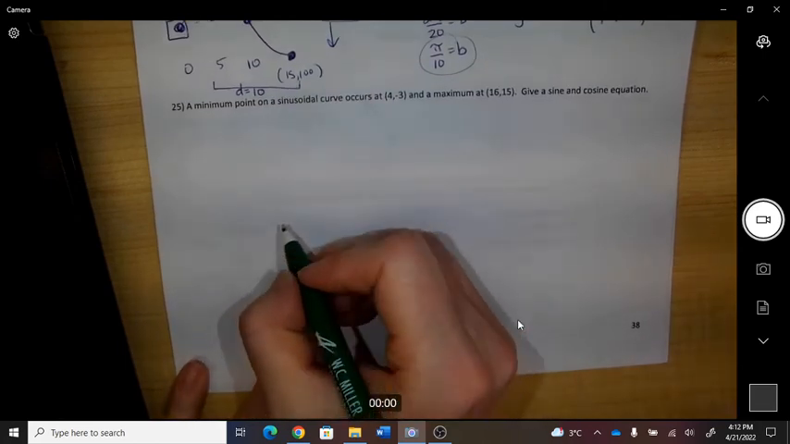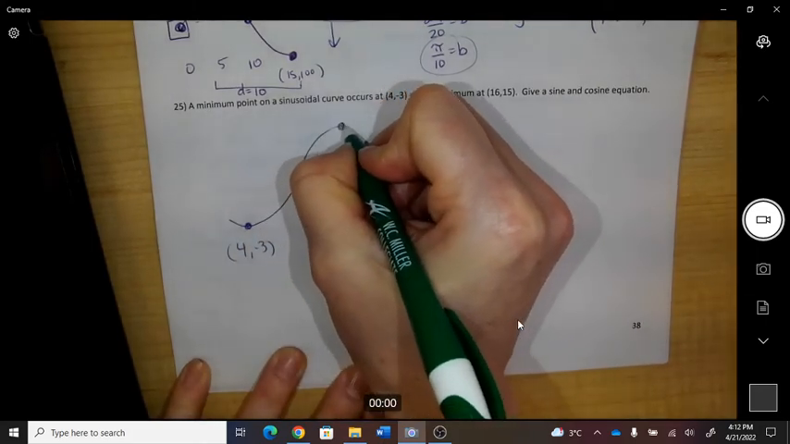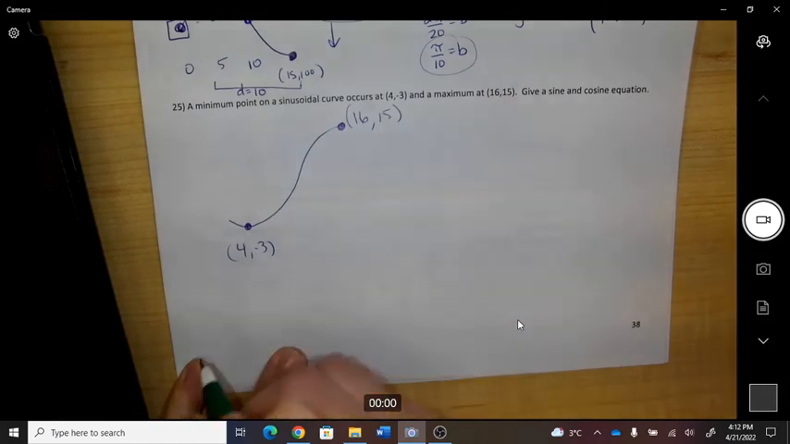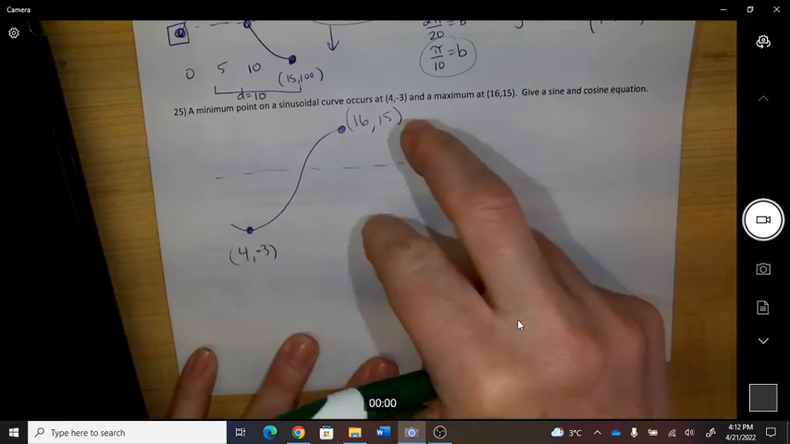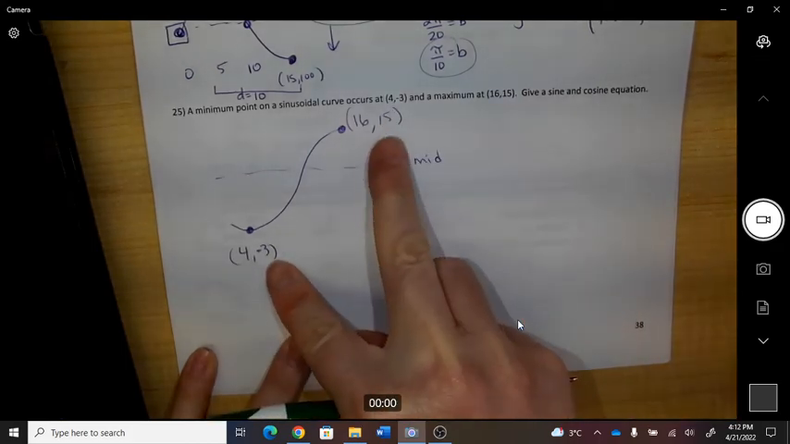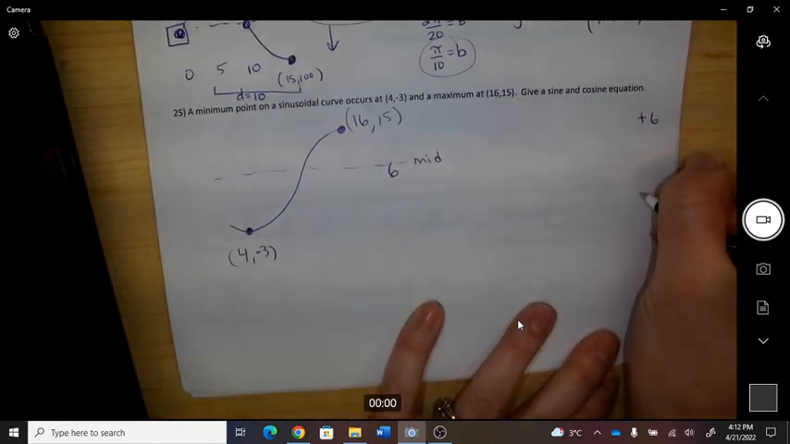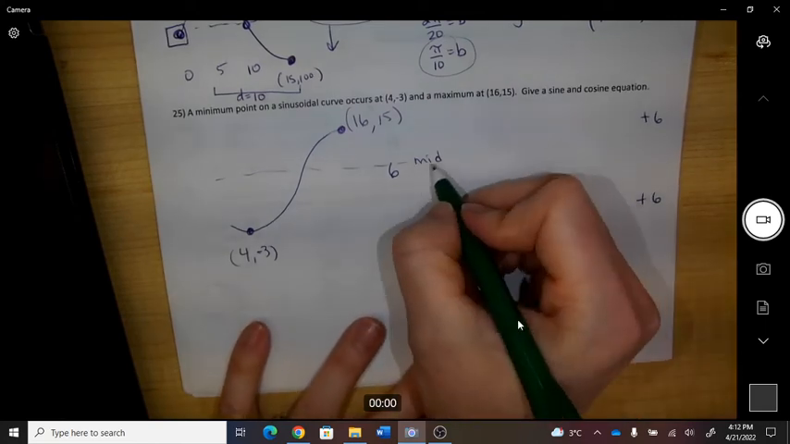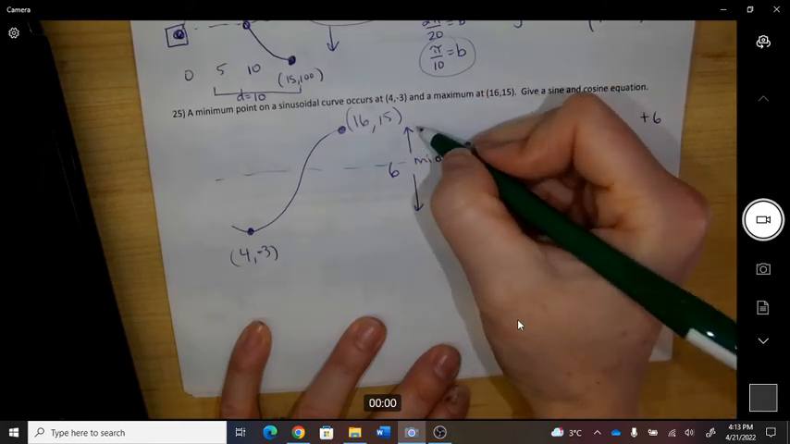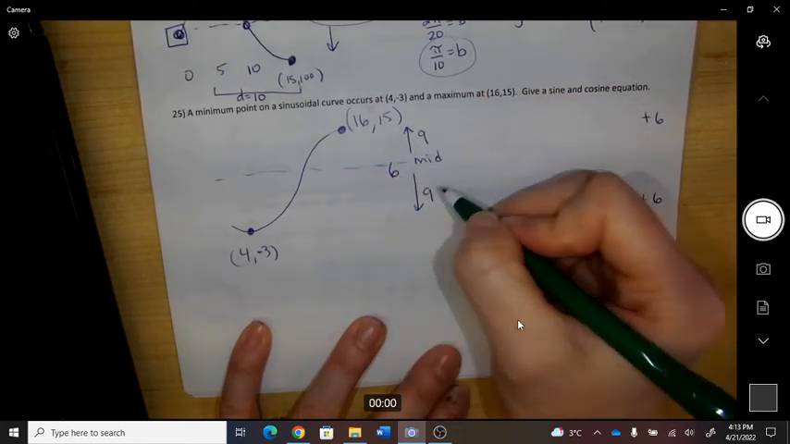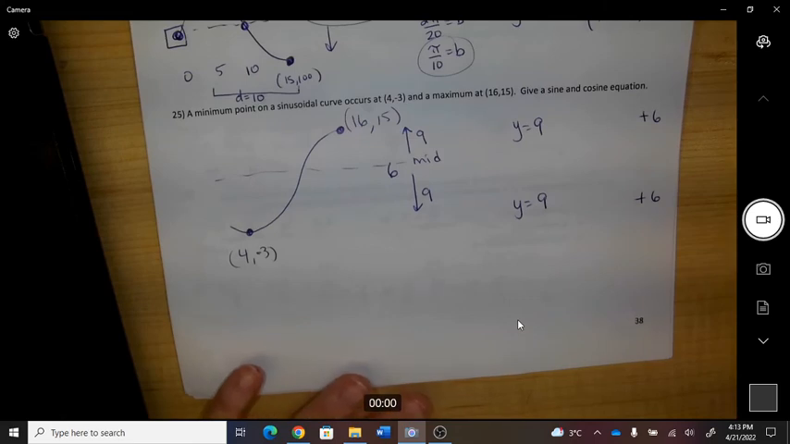Okay, minimum point for -3. And then I have a max. So give both equations again. So let's start what's in the middle. So from that to that, so if I add that, that's 12 divided by 2 is 6. So these are both going to have a plus 6 at the end. And how much am I going off of 6? So that's 9 up and that's 9 down. So they're both going to have a 9 as an a value.